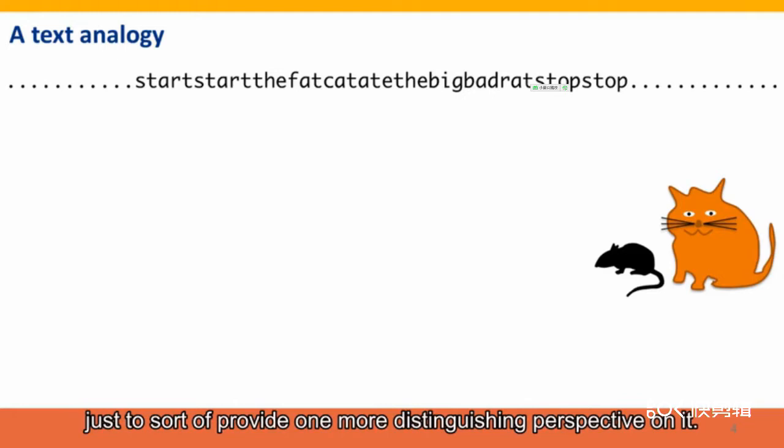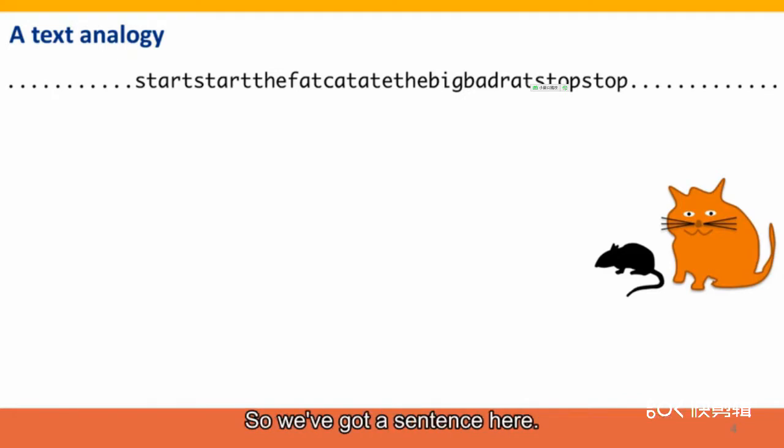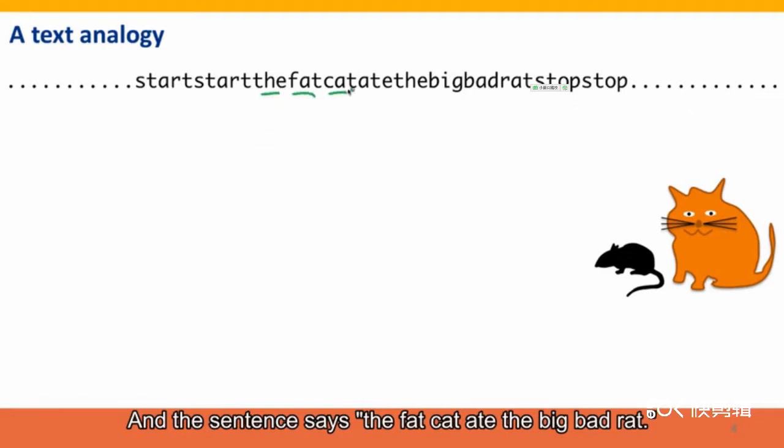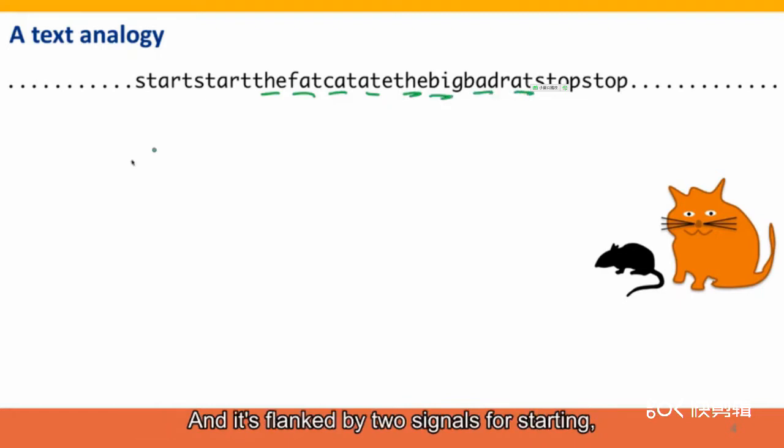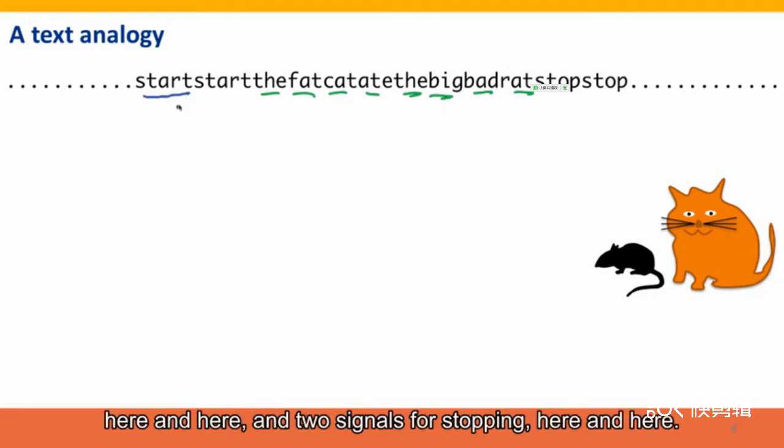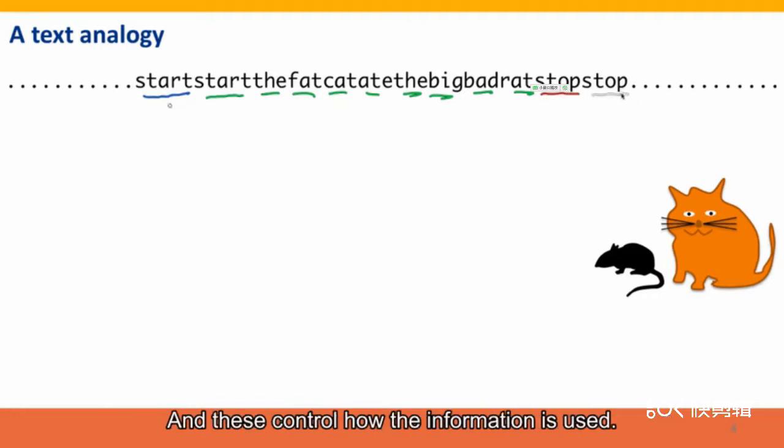So I made a text analogy of the three processes just to provide one more distinguishing perspective on it. We've got a sentence here, and the sentence says, the fat cat ate the big bad rat. And it's flanked by two signals for starting, here and here, and two signals for stopping, here and here. And these control how the information is used.